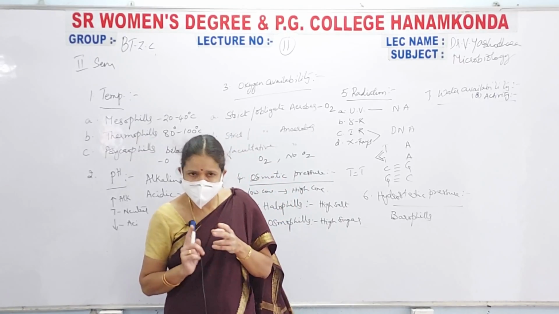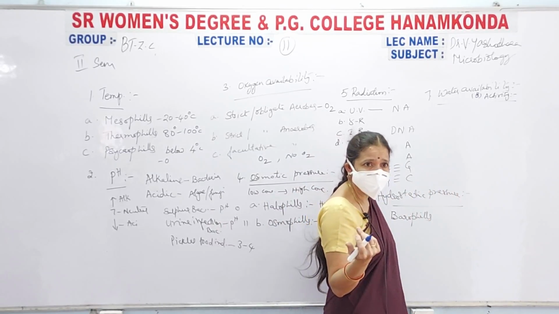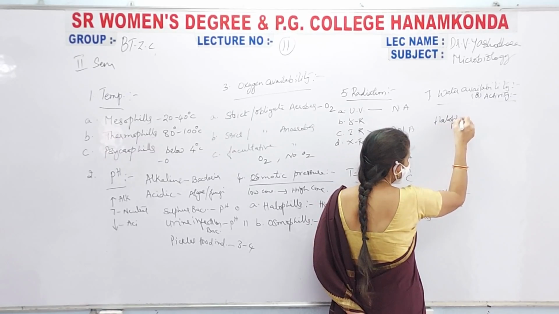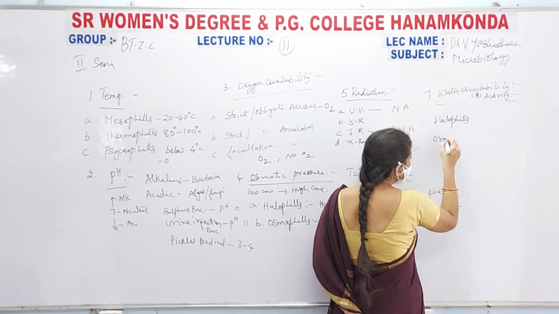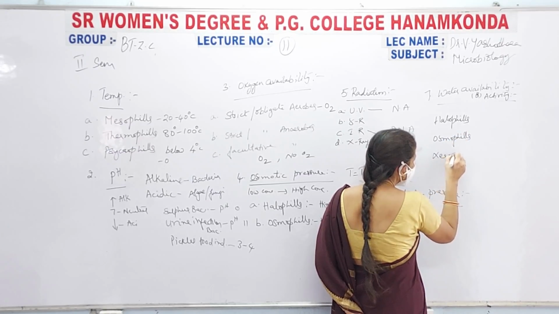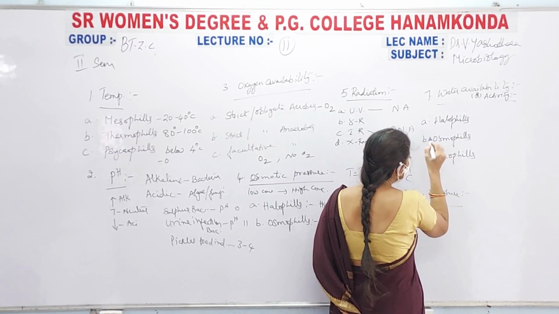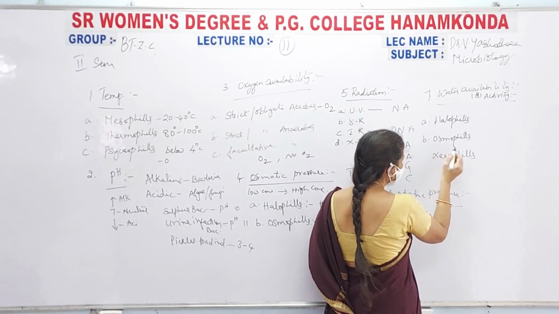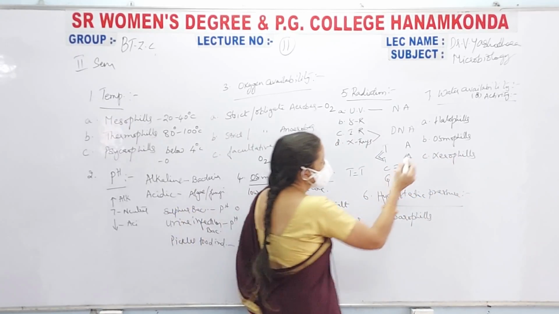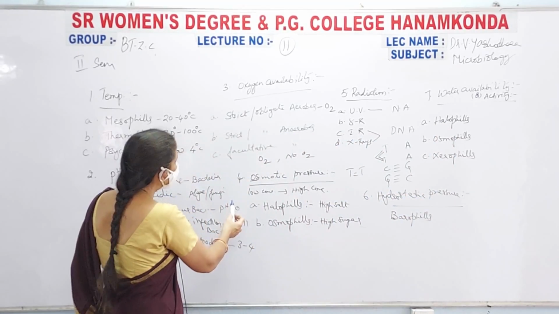This is the first one. Second, based on water availability, the microorganisms are of 3 types. They are halophils, all of you know that, osmophils, and xerophils. See here, A is halophils, B is osmophils, C is xerophils. What is a halophil? Halophils we have already studied.